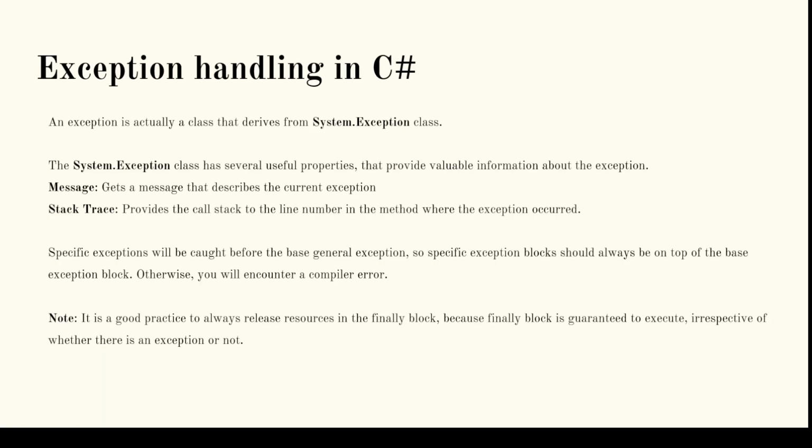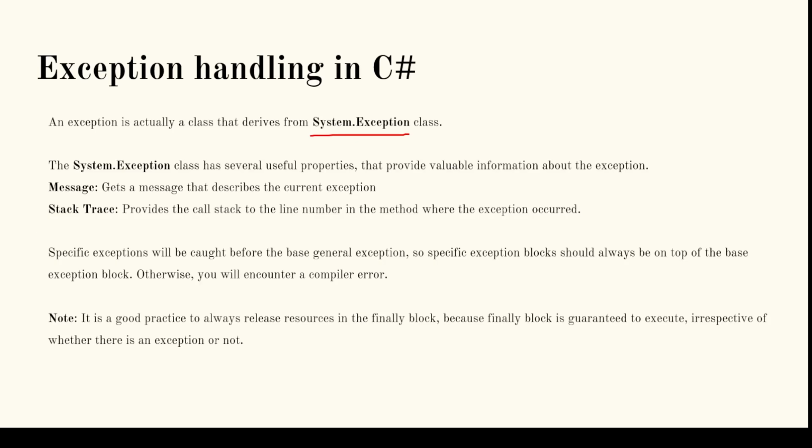On this slide, you can see some of the important points about the exception that we have seen in this video. An exception is actually a class that derives from the System.Exception class. If you remember, we have seen how all the exception classes are inherited from a parent class Exception. The System.Exception class has several useful properties that provide valuable information about the exception. That can be Message, that will give us the error message, and StackTrace, that will provide the error message along with the line number where the exception has occurred.